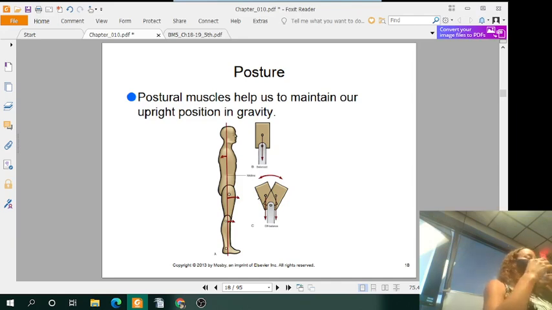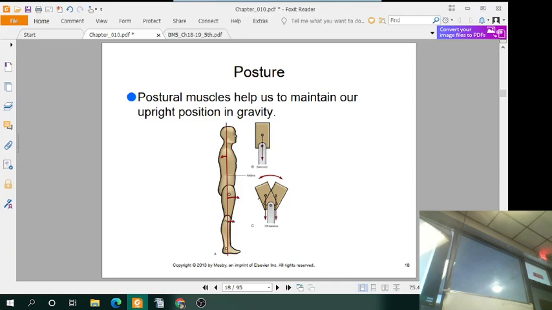Why is posture important? Because of the stress that we put on the other parts of the body. Okay, so the body always wants what? What's our first word we learned in quarantine? Homeostasis. Yes. So it wants homeostasis.